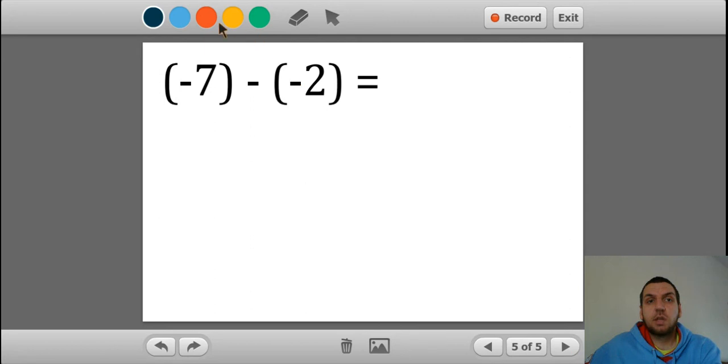Last one's a little bit tricky. We have a lot of negative signs here. But remember, we don't actually subtract integers. We're adding the opposite. Add the opposite means we put an addition sign here, and we make this positive. Now we have negative 7 and positive 2. That means we're going to subtract them. 7 minus 2 is 5. Our larger number is negative, so our answer is negative 5.